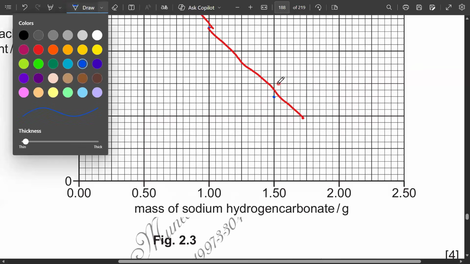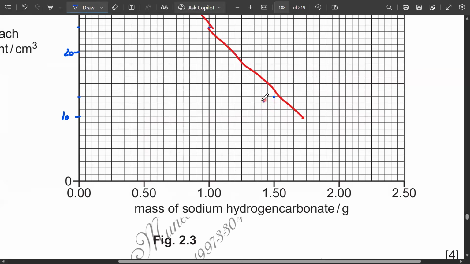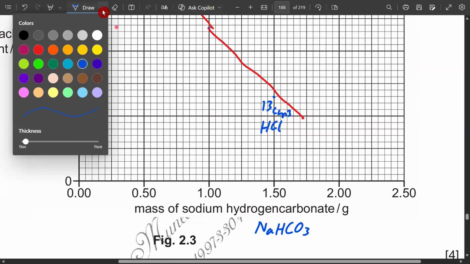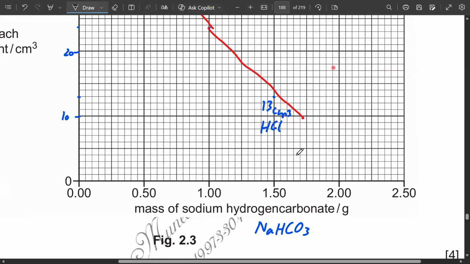This volume of 13 cm cube must be completely neutralized by the sodium hydrogen carbonate. Its formula is NaHCO3. So I'm going to extrapolate the line. Extrapolation is just the extension of the line along the same direction. I'm doing this roughly because I'm not using the scale. So this is what I think it will do. It is touching around here.